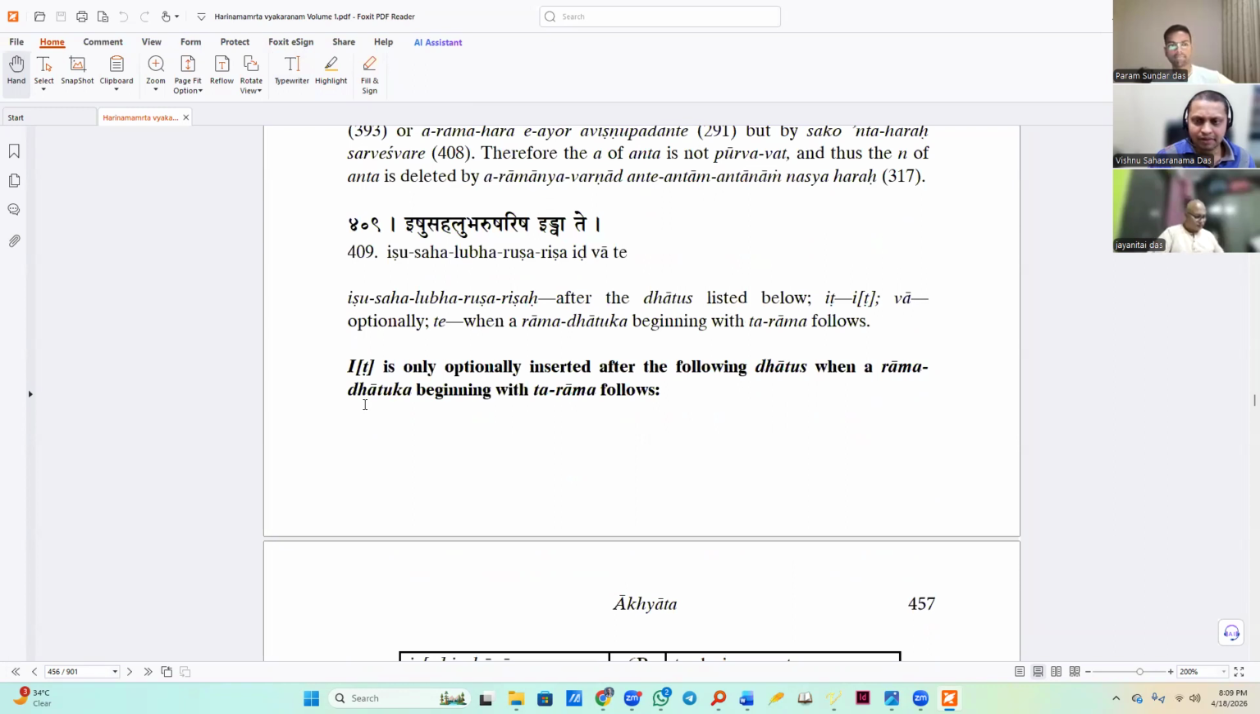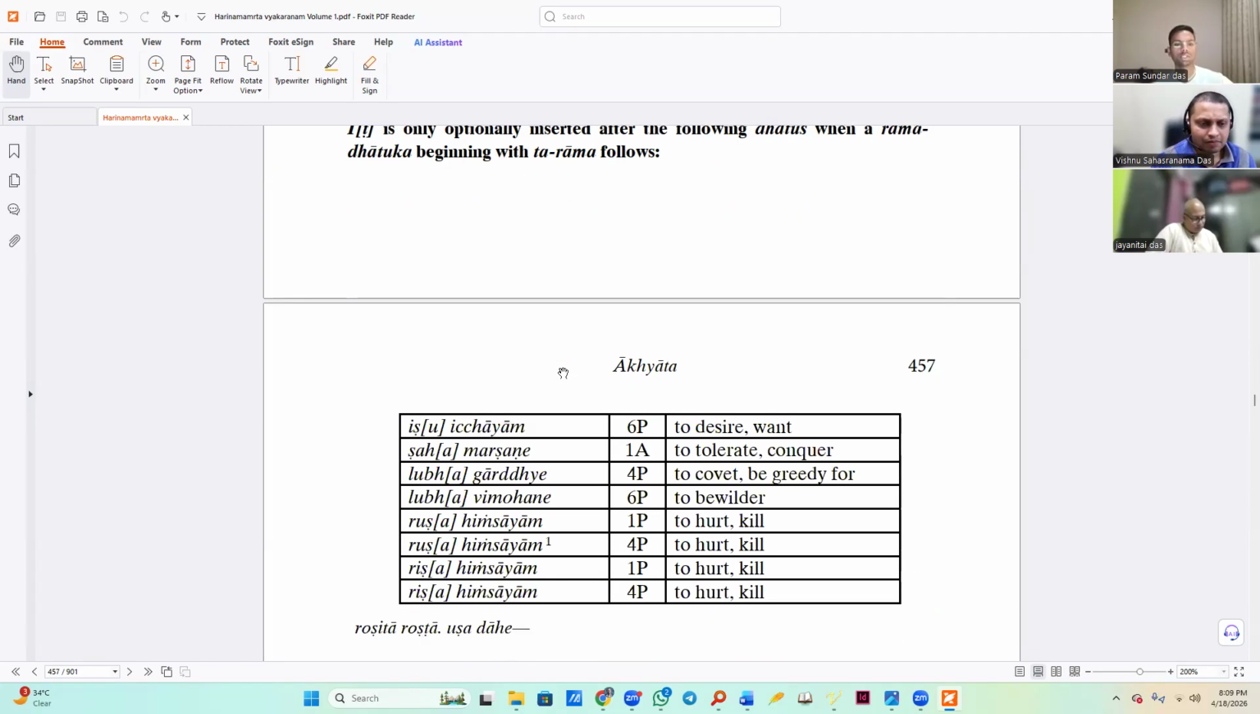So it is only optionally inserted after the following dhatus when a Ram dhatuka beginning with the Ram follows. Ishoichayam, Shahamarshane, Lubhagarthe, Lubha Vimohane, Rushahinsayam. So it is inserted optionally after these dhatus only when we have a Ram dhatuka beginning with the following.